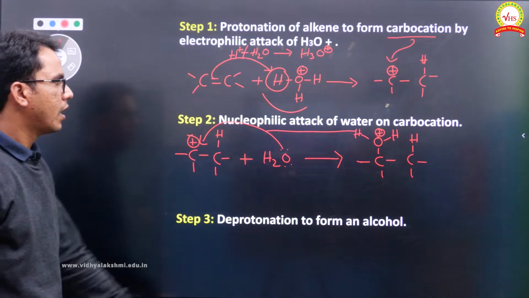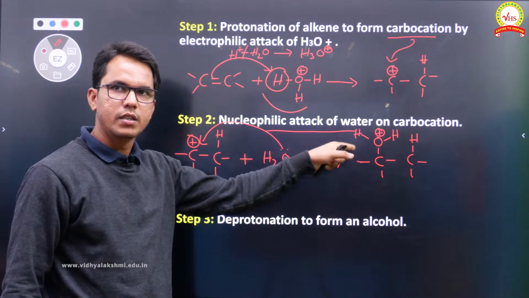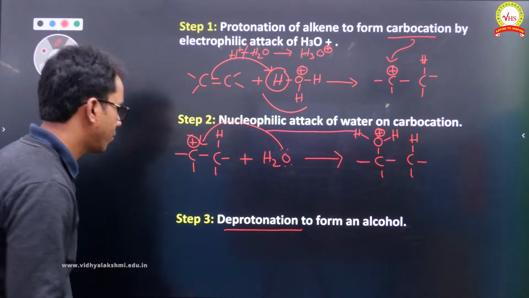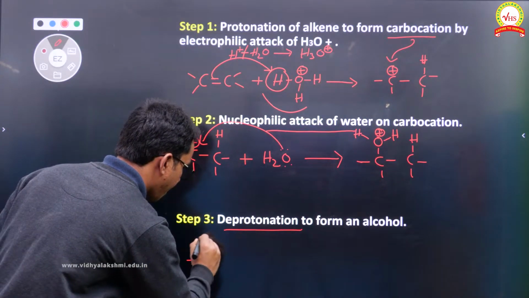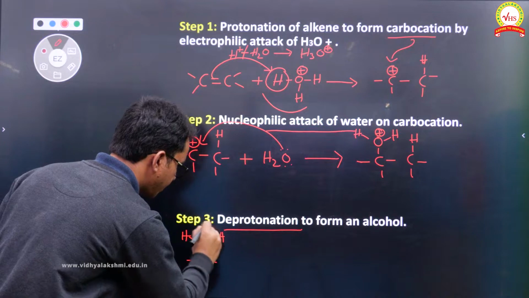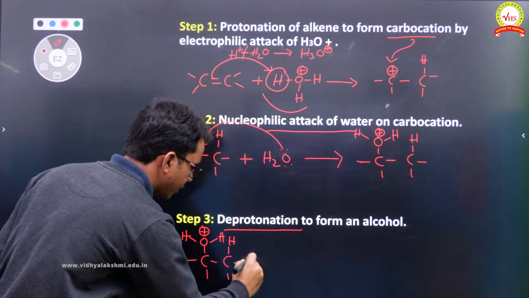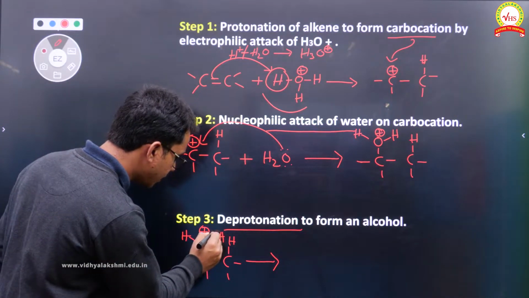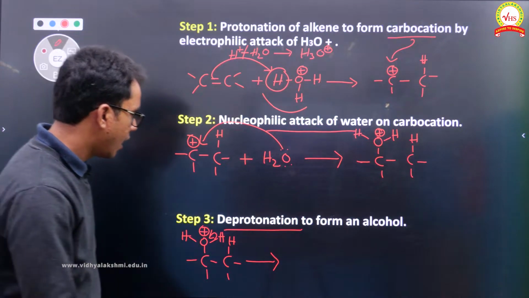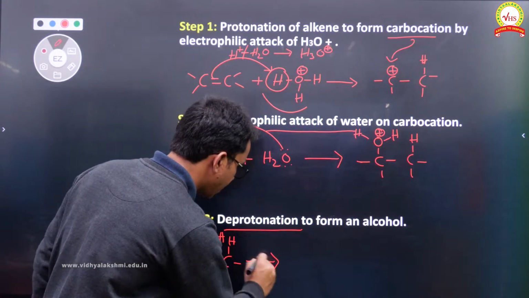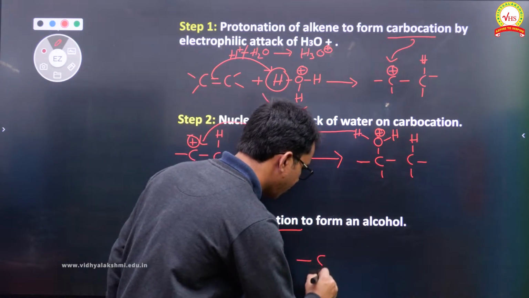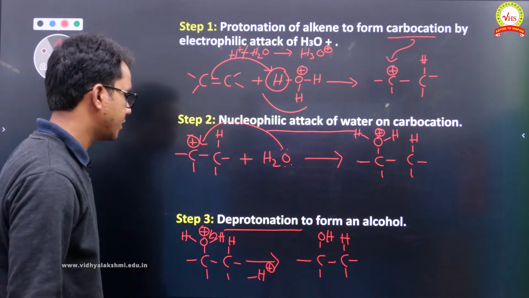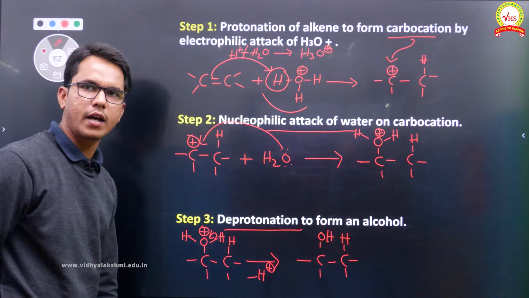In the final step, what happens? Oxygen with a positive charge is likely to be unstable. That's why elimination of a proton takes place. That is the deprotonation step. Oxygen with a positive charge, hydrogen. Oxygen with a positive charge is unstable. The bond pair shifts towards oxygen, and elimination of the proton takes place. The remaining is our alcohol, which we were expecting as a product over there, right? Now formation of product alcohol took place.